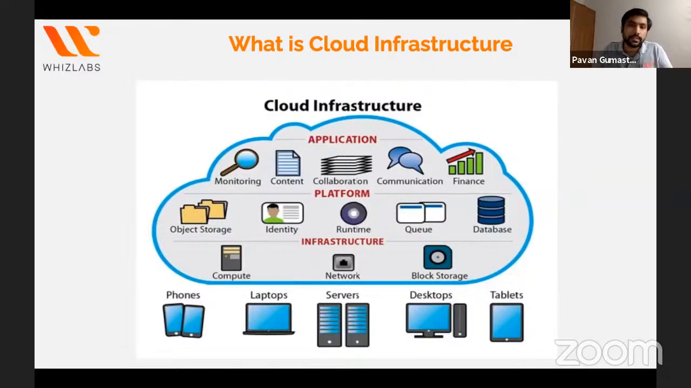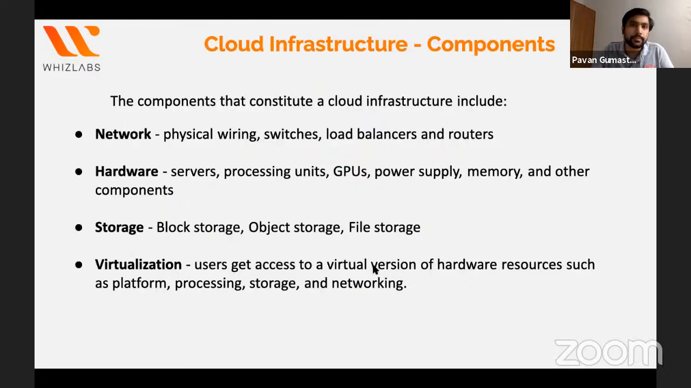It is up to us as a user to decide what exactly is needed for our application and develop the application based on that. As you can see at the bottom, we have phones, laptops, servers, desktops, and tablets. These are usually called the end users. End users usually access this cloud infrastructure through the internet or a network. There are 2 ways by which cloud infrastructure can be accessed.